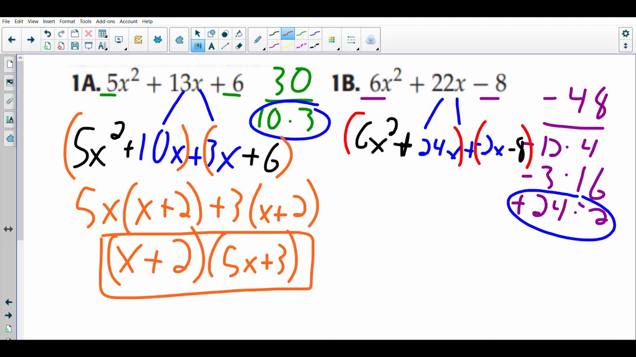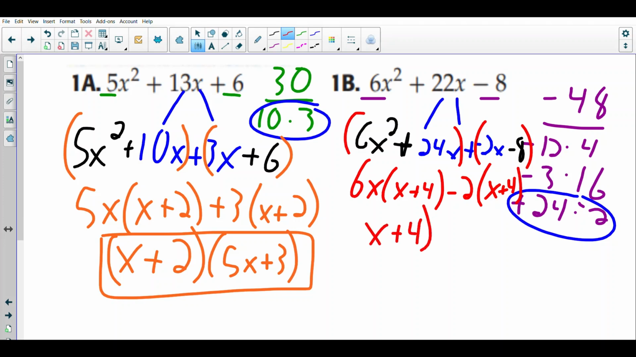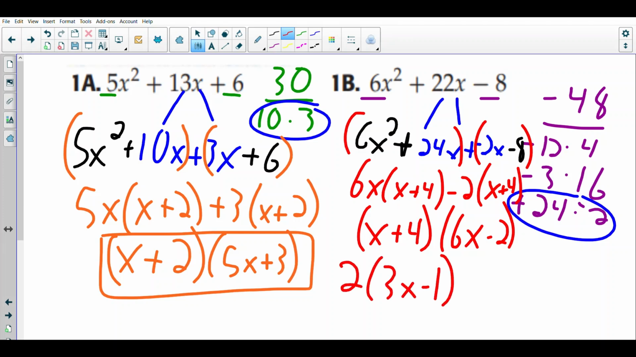So I'm going to take out a 6x right away, and I'm left with x plus 4. Take out a negative 2. And I'm left with x plus 4. So we have x plus 4 times 6x minus 2. But in that one, I can see, wait a minute, 6x minus 2, I can take out a 2. So I'm going to bring out a 2 way out front, and I'm left with 3x minus 1, and then I have x plus 4.